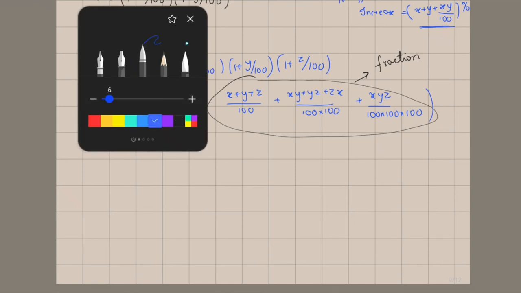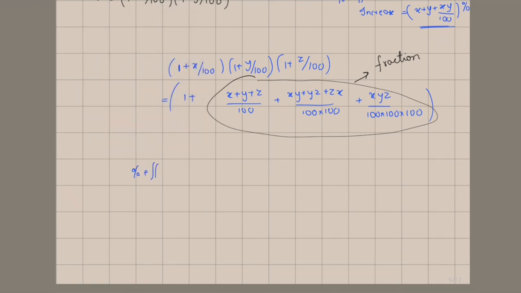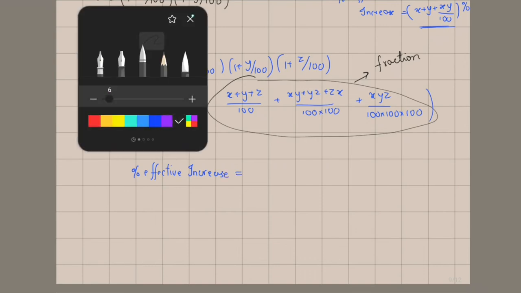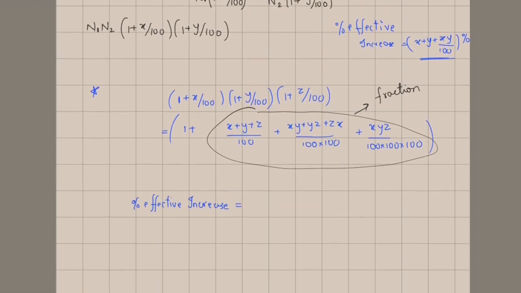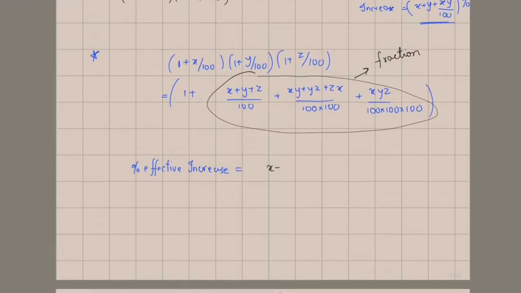So you get the final effective increase, when it is 3 times, or when it is the product of 3 terms. So the effective increase will be x plus y plus z plus xy plus yz plus zx by 100 plus xyz by 100 into 100. So this is the effective percentage increase when it is successively increased by x, y, z percentages.